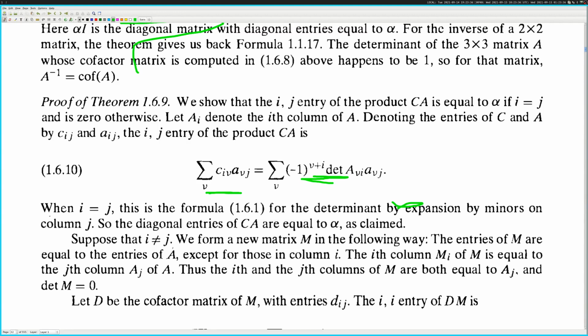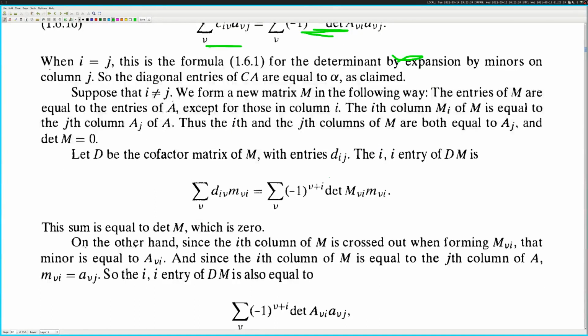Okay. Let D be the cofactor matrix of M with entries D_ij. The ii entry of DM is... Okay, that first is the definition of matrix multiplication. And I guess this is just substitution, and this is our formula for the determinant. I'm not going to go check that, but that sum is equal to the determinant of M, which is 0.